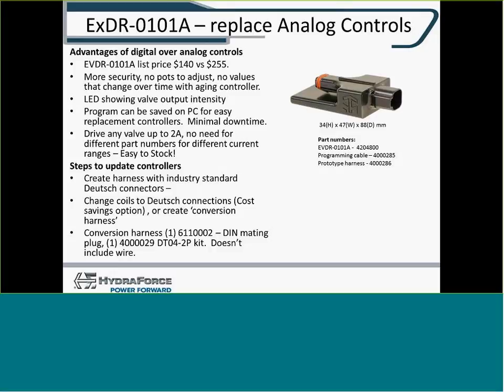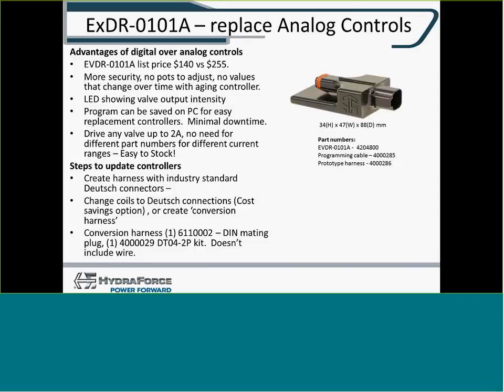It's more secure in this type of controller, there are no pots to adjust. Nothing changes over time with an aging controller, as with potentiometers getting dirty. The LED is showing output intensity of the controller. Settings can be saved on a PC for easy replacement of the controllers, or in a production environment you can flash many controllers very quickly, as opposed to the analog controls that you have to actually set up each control individually. It gives up to 2 amps, with no need for different part numbers for different current ranges, so it's easy to stock.